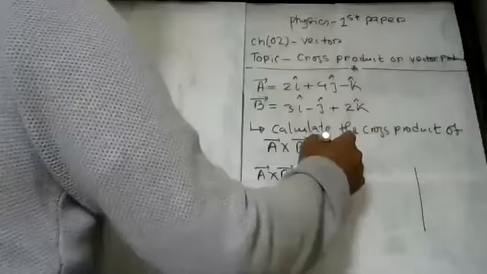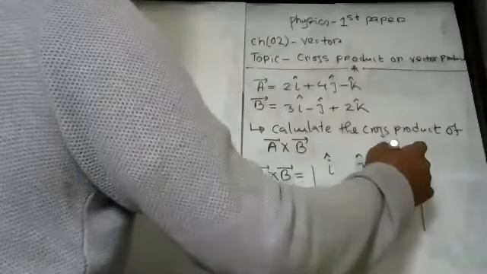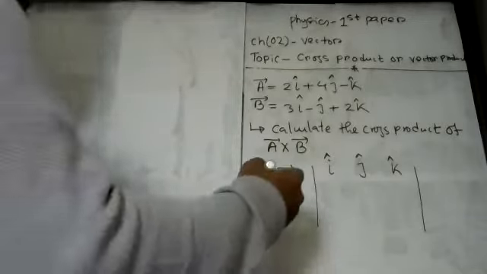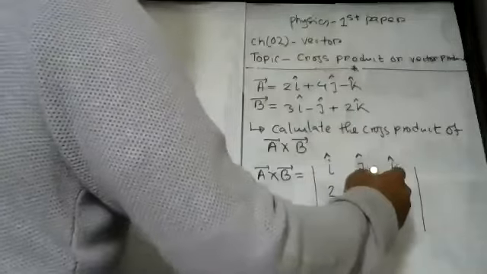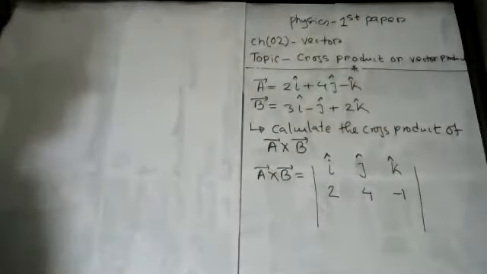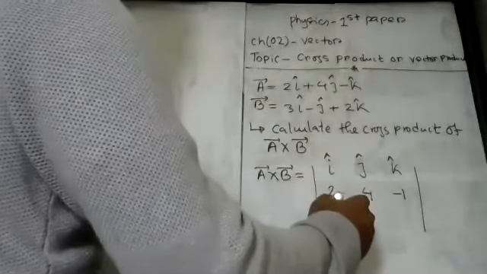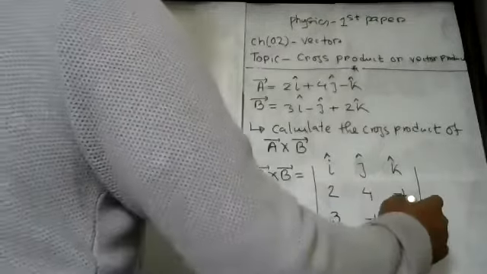At first, I'm going to put the determinant here: i hat, j hat, and then k hat. Then write down the coefficient of the first vector. The first vector is vector A, so the coefficients of vector A are 2, 4, and then minus 1. And then, my student, the multiplier of vector B: this is 3, this is minus 1, and this is 2.